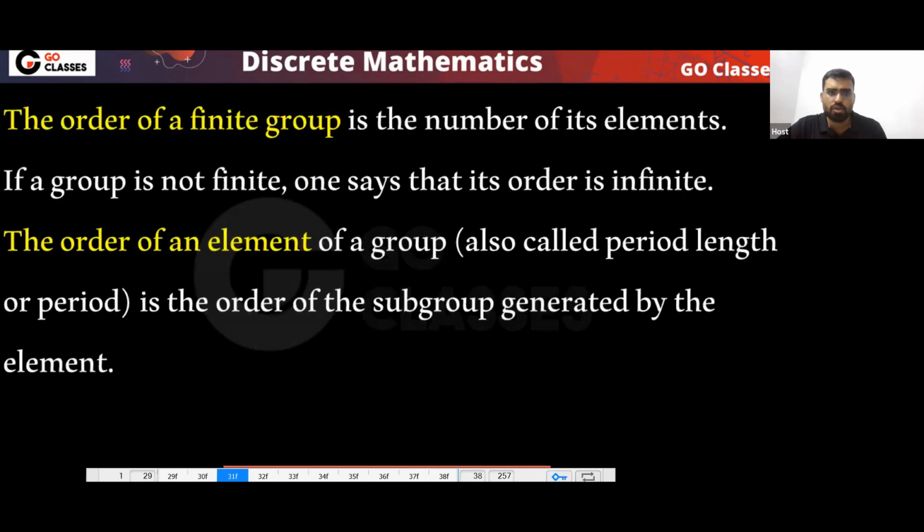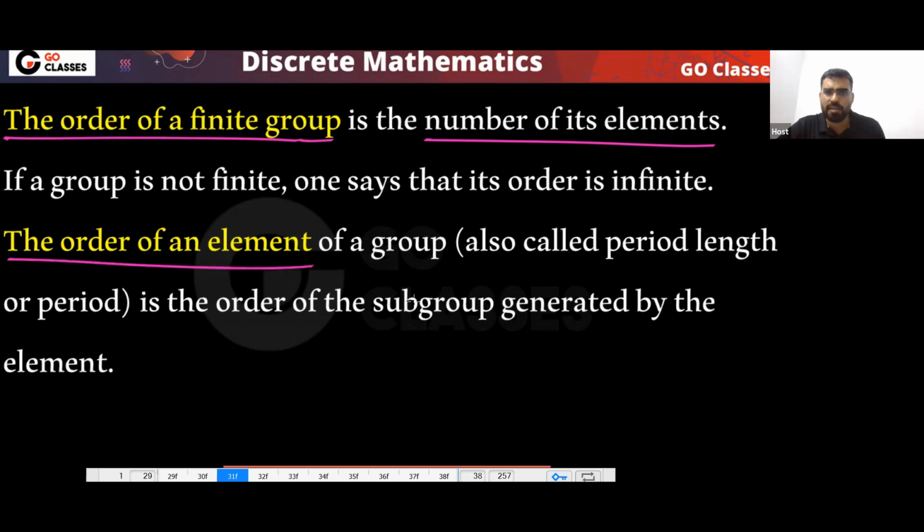Very simple. So the order of a group is different. Remember, the order of a group is the number of elements. And what is the order of an element? Another word for it is period length or period. That is the order of the subgroup generated by that element.